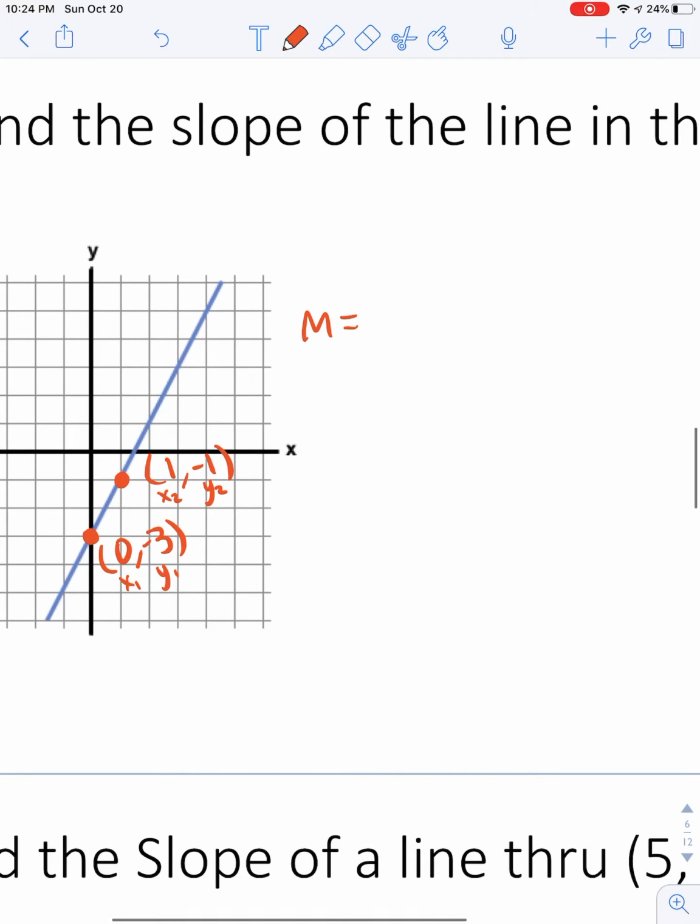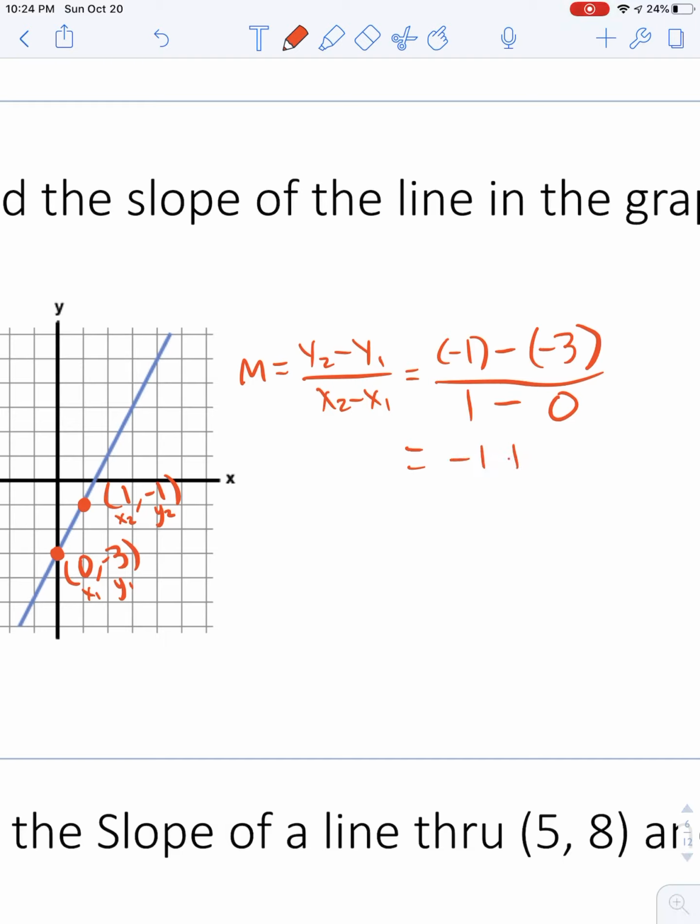So now we're going to use our formula again, which you're going to want to memorize. And we've got -1 for y2 minus -3 for y1 over x2, which was 1, minus x1, which was 0. That ends up being -1 plus 3 over 1 minus 0, which would be 2 over 1, which I could just call 2. My slope is 2.